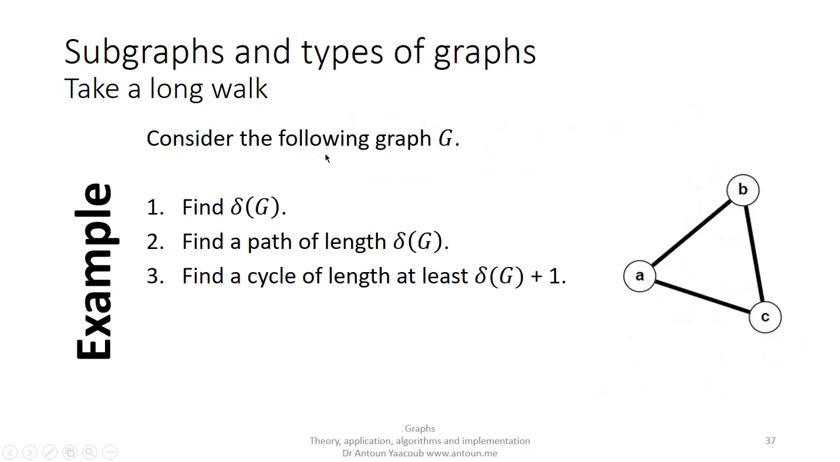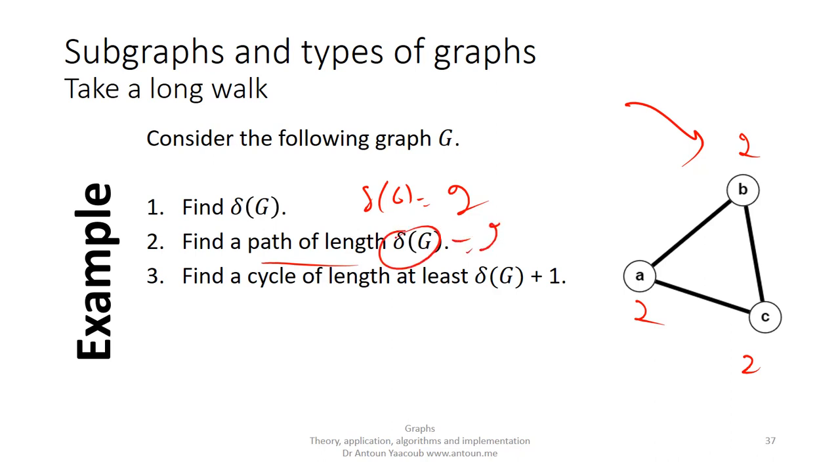So we have an example here quickly. First they are telling us to find the minimum degree of the graph. The small delta is the minimum degree. So I have here 2, 2, and 2, so delta is equal to 2. Also this is a 2-regular graph because all degrees are equal to 2. I need to find a path of length delta. Obviously I have a path of length delta because this is the theorem.